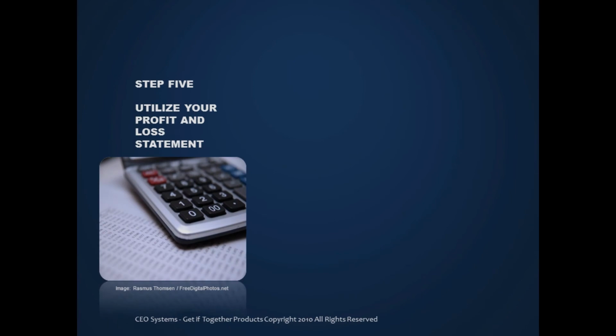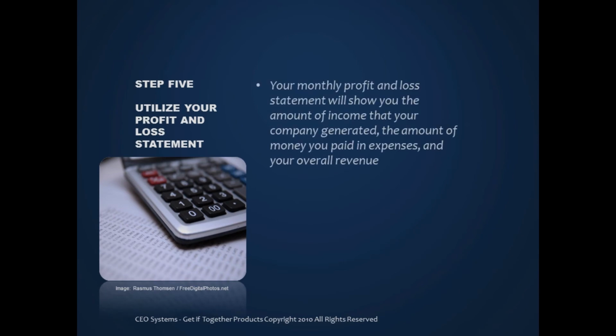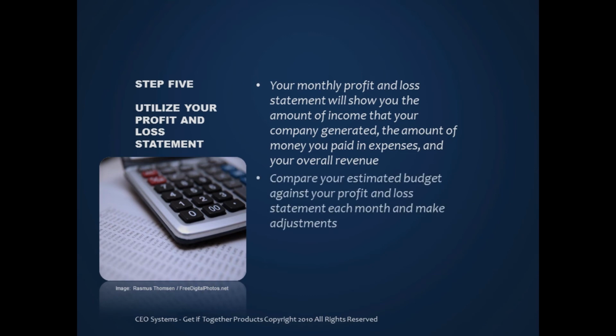Step 5. Utilize your profit and loss statement. Your monthly profit and loss statement will show you the amount of income that your company generated, the amount of money you paid in expenses, and your overall revenue. Compare your estimated budget against your profit and loss statement each month and make adjustments.